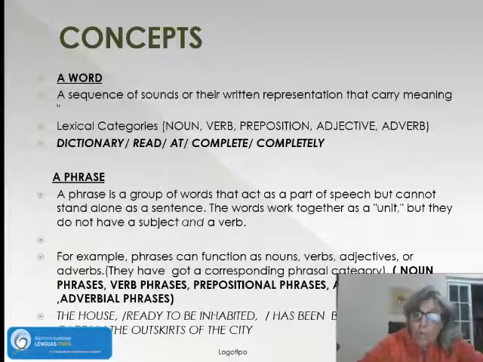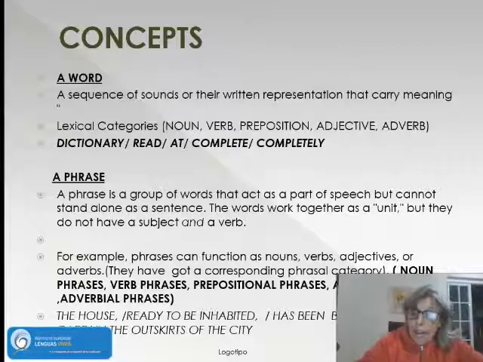A phrase is a group of words that act or function as a part of speech, but cannot stand alone as a sentence. Why? Because they don't have a subject and a verb. They are a unit, but they cannot stand alone. Their meaning is partial. They cannot convey complete meaning. And each lexical category has a phrase category.